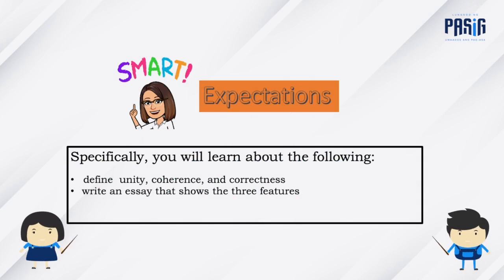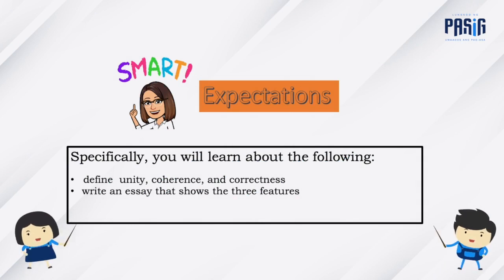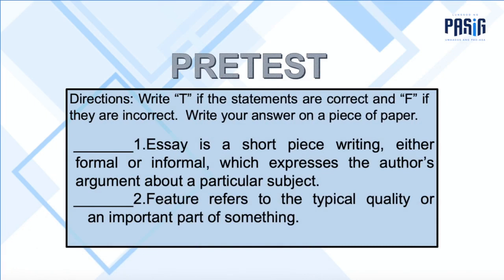1. Define unity, coherence, and correctness. 2. Write an essay that shows the three features. For a start, do the following exercise. You can pause this video if you will need more time. Press play again when you're finished with the activity and when you're ready to proceed with the lesson.